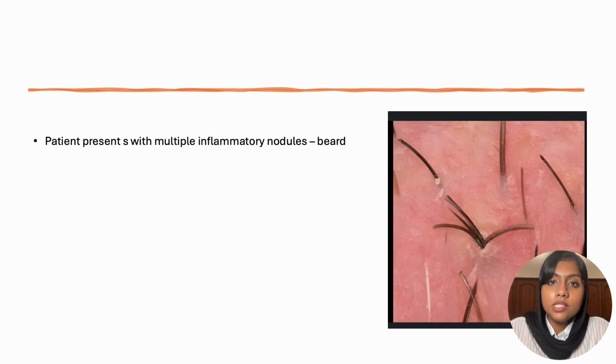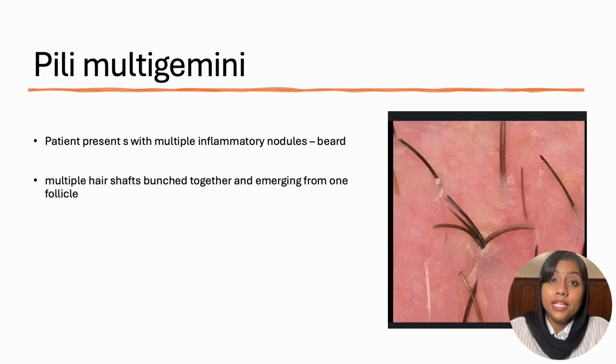So in this particular scenario, imagine the patient presents to you with inflammatory nodules in scalp and beard areas. It's generally more seen in the beard area. And the dermoscopic image shows the following image. So you can pause for a moment and have a look at it. Here you can see that from one particular hair follicle, multiple hair shafts have been coming out. So this is what we call as pili multigemini.